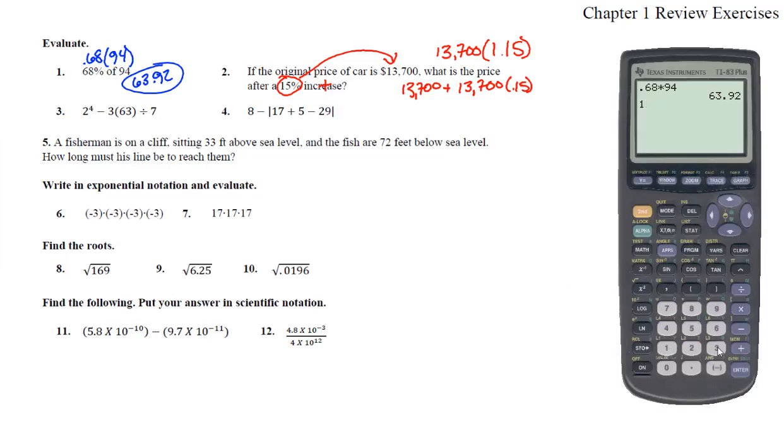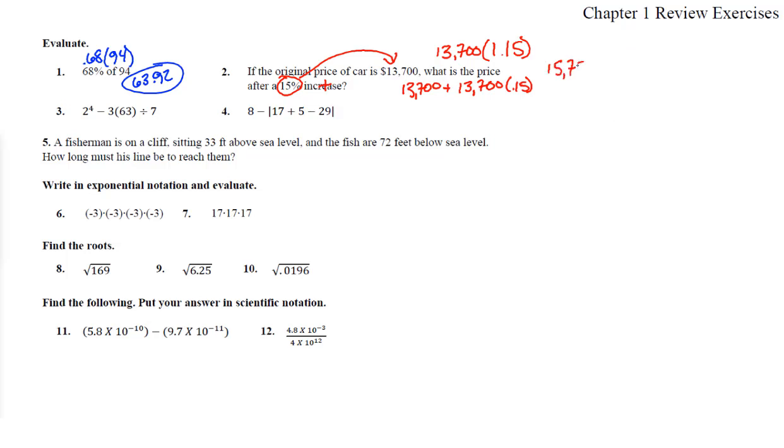So 13,700 times 1.15. And you can do it the other way and still get the same thing, 15,755. Excellent. The next one, number 3, 2 to the 4th.